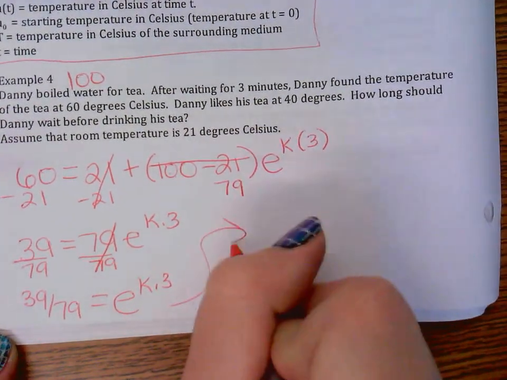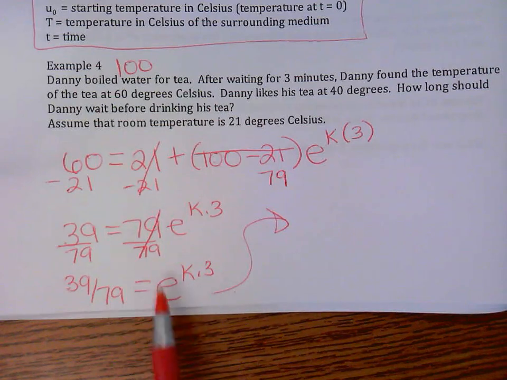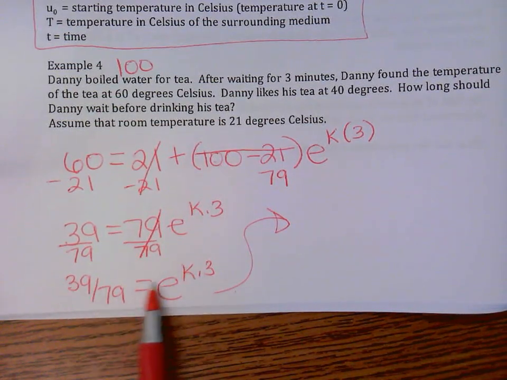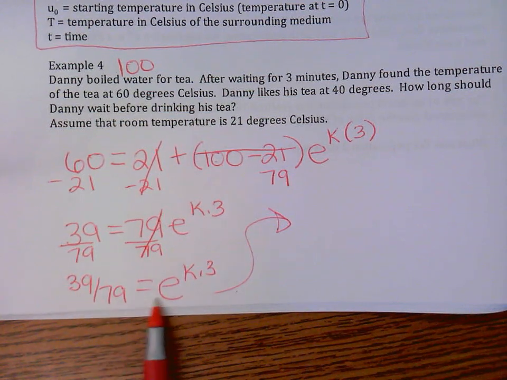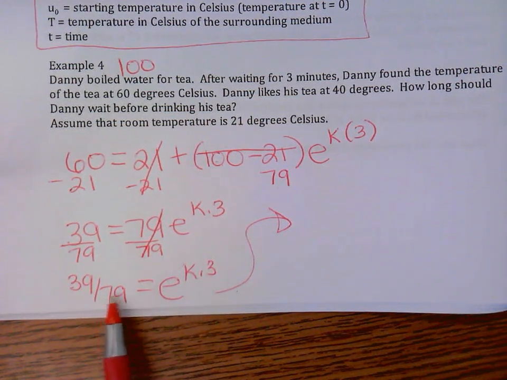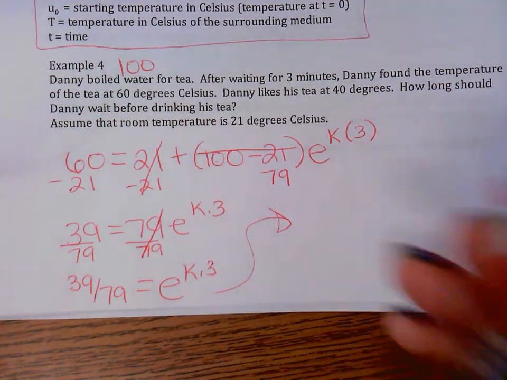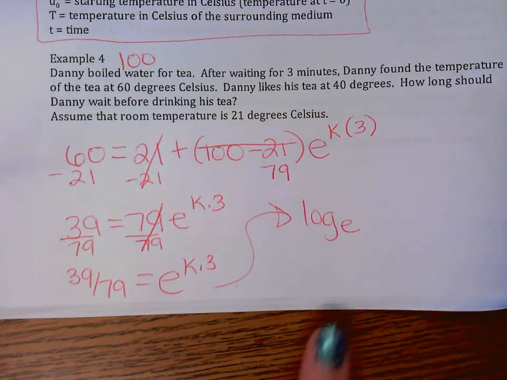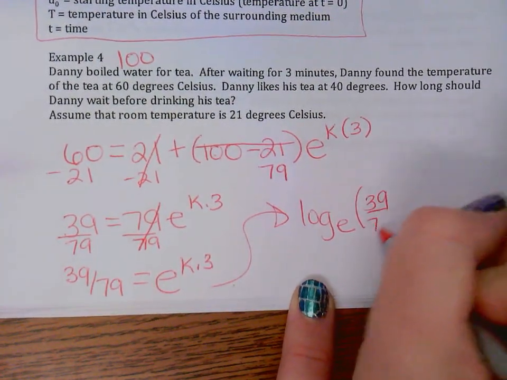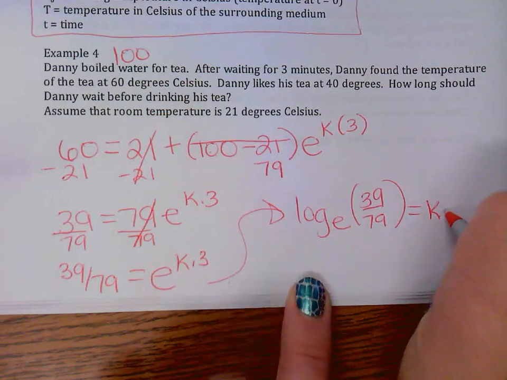So if I'm stuck in exponential form, I have to rewrite this as a log. So what's the base of my log? And what's the rest of the equation? So rewriting this in log form. So it'd be log base e, right? So that's the natural log of 39/79 equals k times 3.